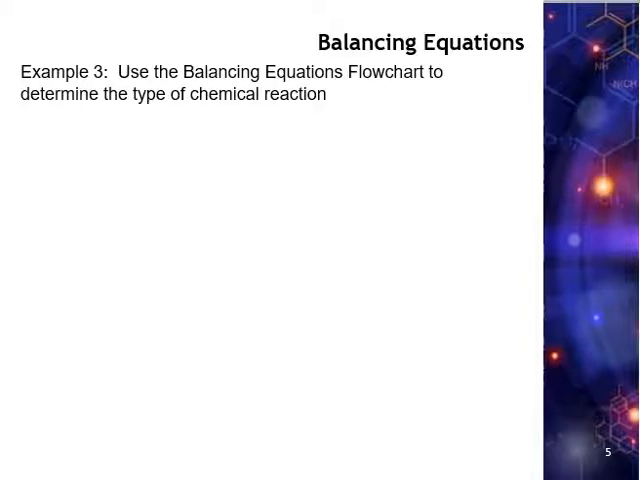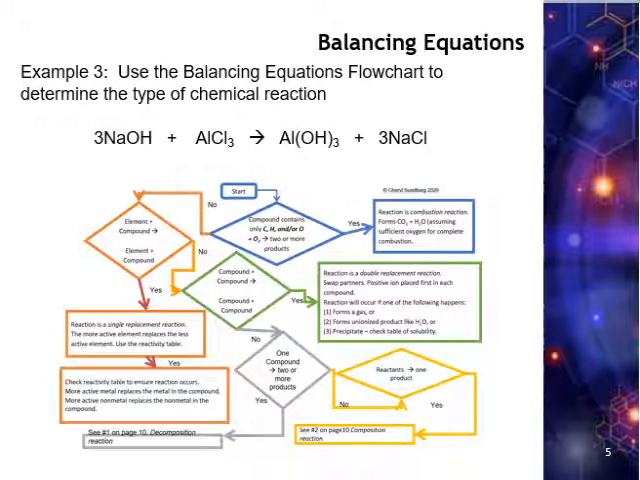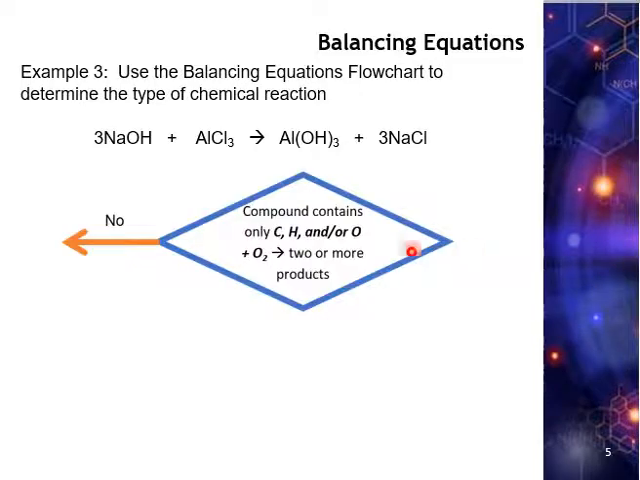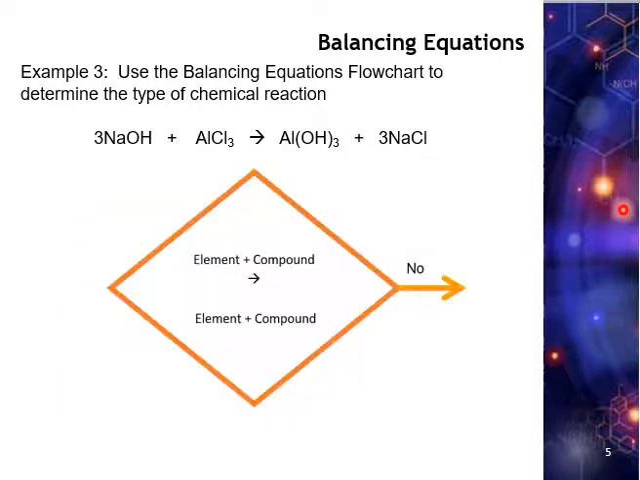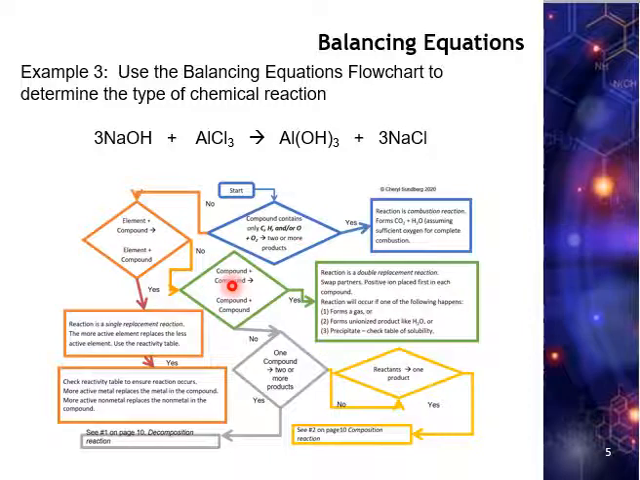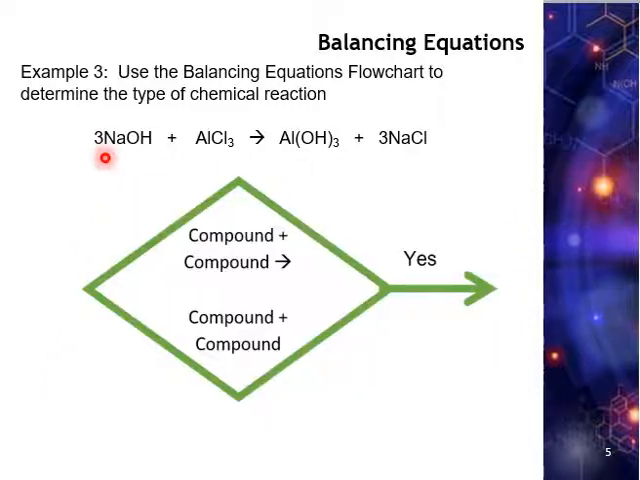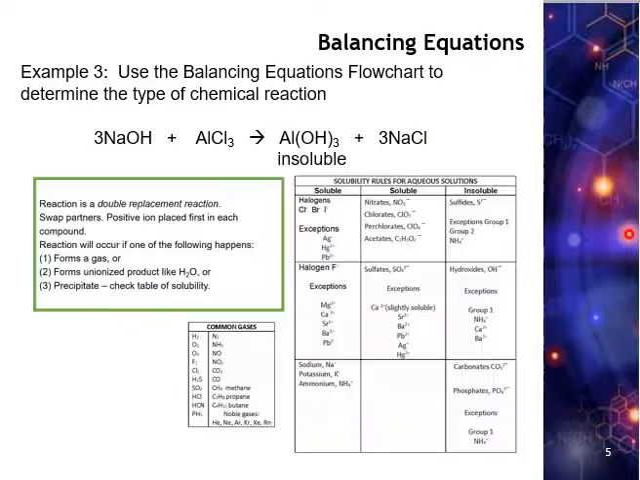Example 3. Use the balancing equations flowchart to determine the type of chemical reaction. I start here, and here's my first decision. Do we have a carbon, hydrogen plus oxygen? No. Now I'm right here. Do I have an element plus a compound? No. That's a compound and that's a compound. So I'm going to here. Do I have a compound plus a compound? Yields, that's what the arrow stands for. Compound plus a compound. Yes.